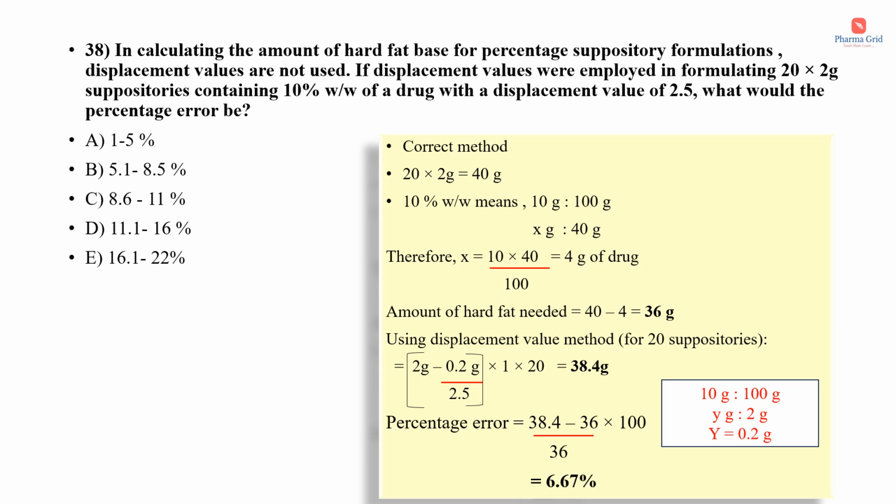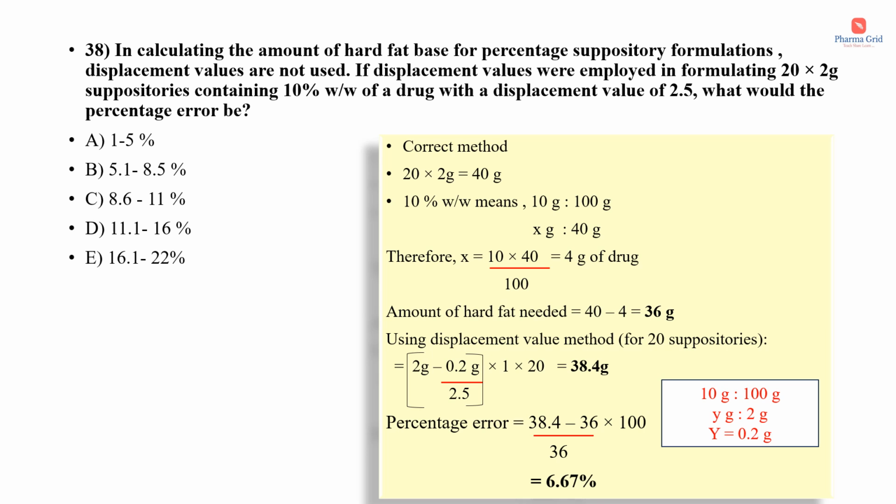In order to calculate the percentage error, we are using two methods. One is the correct method and the other is the displacement value method. By using both these methods, we are calculating the amount of fat required, and thereafter we will find out the percentage error. So let's find out the amount of hard fat required using the correct method.